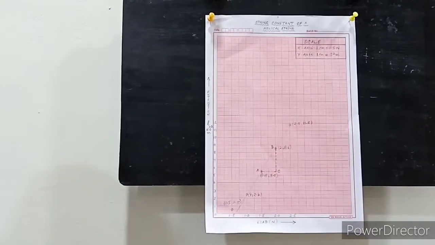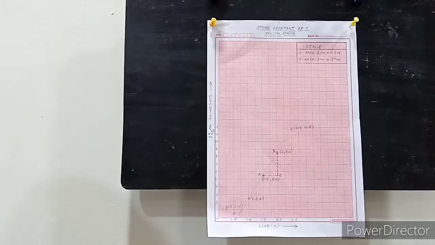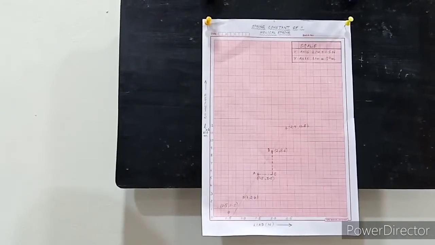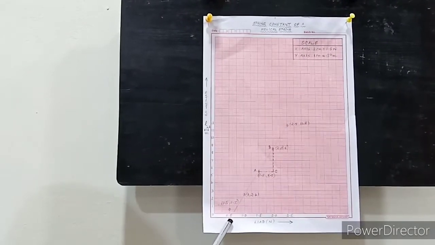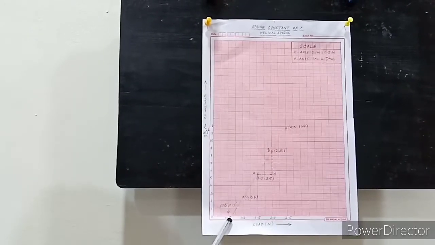In our tabular column, we have taken 5 observations, totally 6 including the dead load. Leaving the dead load, the remaining 5 points I have plotted. You see here, the first point is the coordinates. The coordinates you can verify with the tabular column what you have taken.